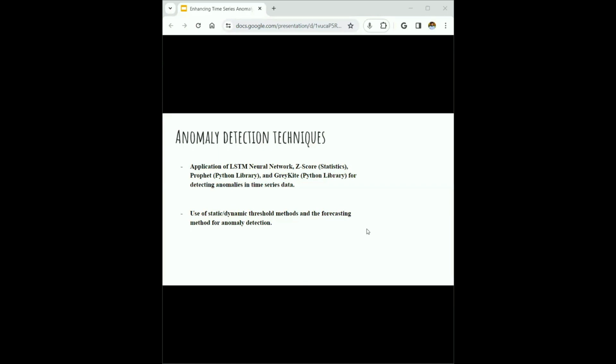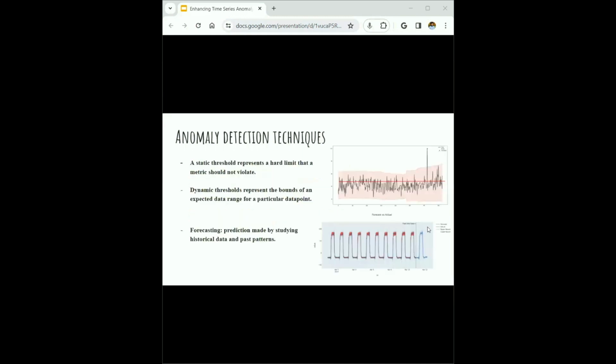Then we also use static and dynamic threshold methods and the forecasting method for anomaly detection. Now, coming to our experiment, what we have done and what results we have received. In this diagram, there is a plot of forecast versus actual. The one in pink shows the data after the Z-score algorithm was applied. The one at the bottom, in the blue background, shows the data before anomaly filtering.